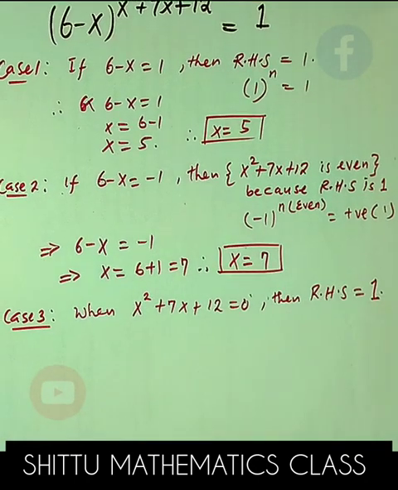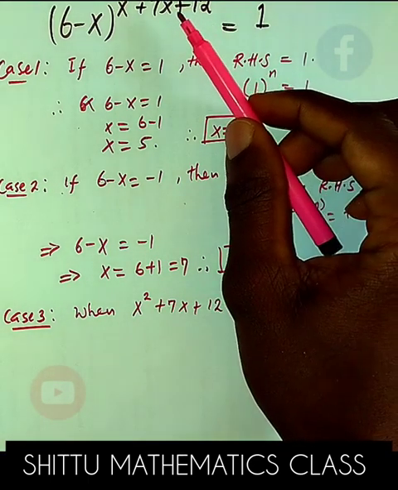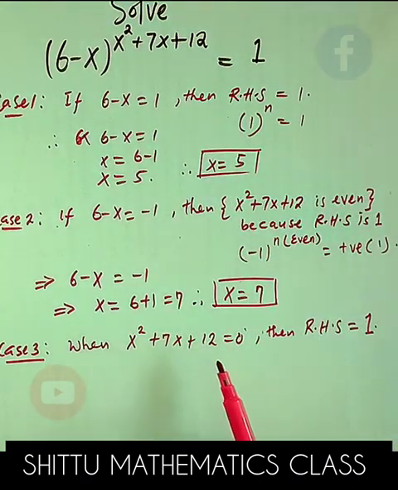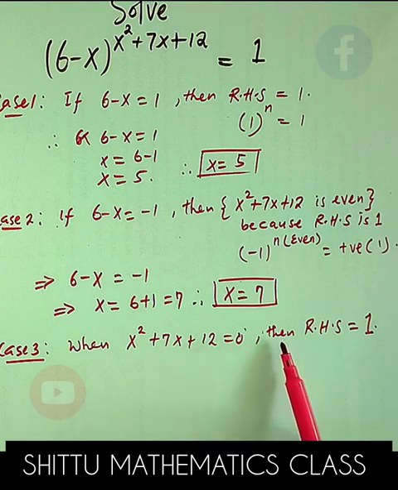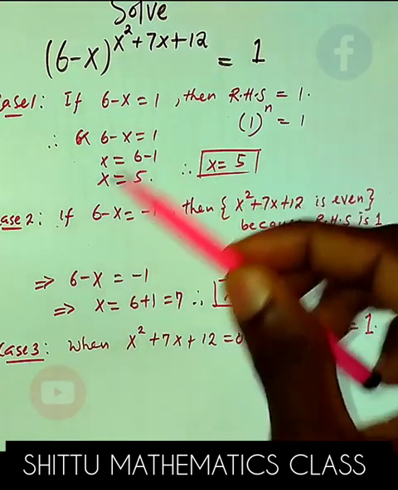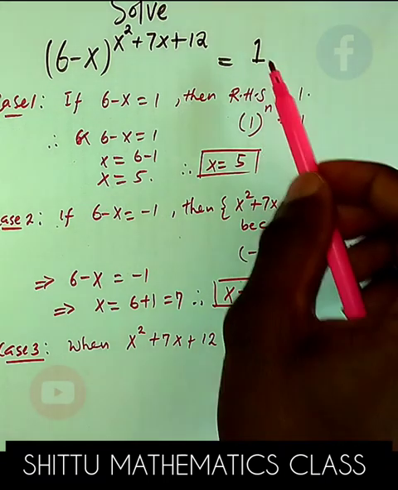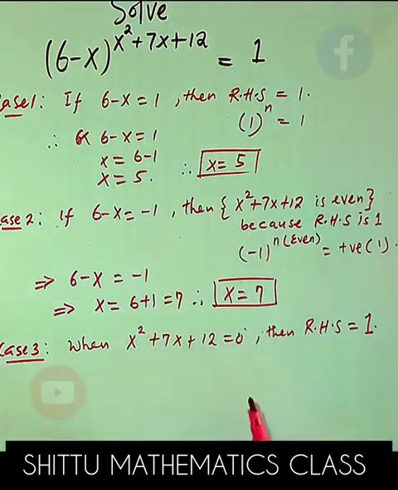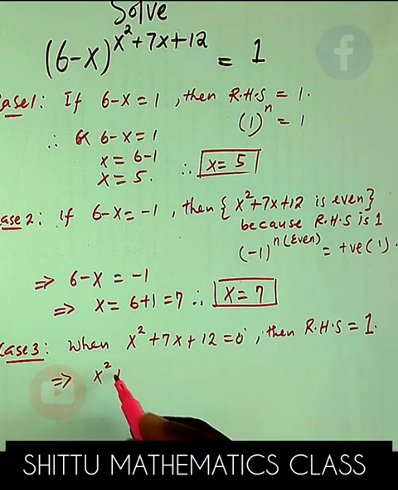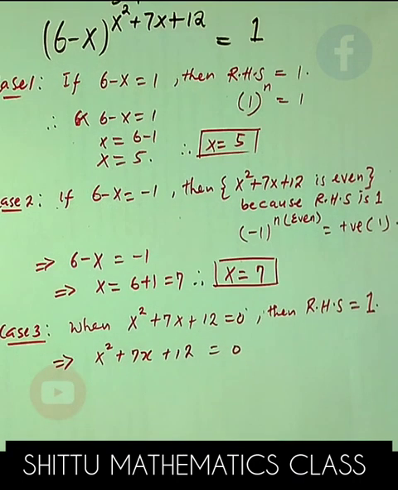Now case 3, when x squared plus 7x plus 12 equals 0, that is, I mean the power here, if the power is equal to 0, are you getting now? We have 6 minus x as the base, so it's going to be 6 minus x raised to power 0, and we are going to be having 1. So you see that the right hand side is 1. So what we are going to do now is x squared plus 7x plus 12 equals 0. So we try to factorize this out.